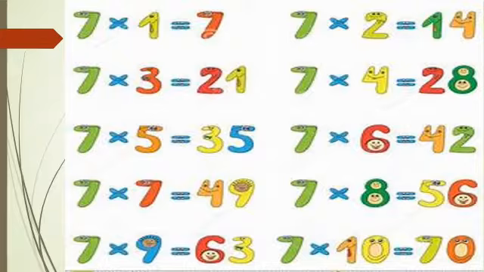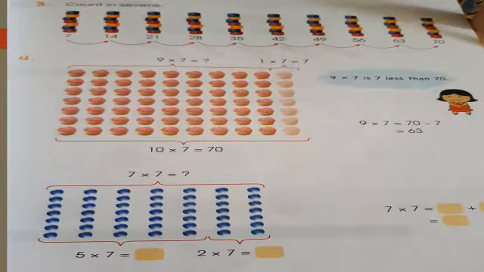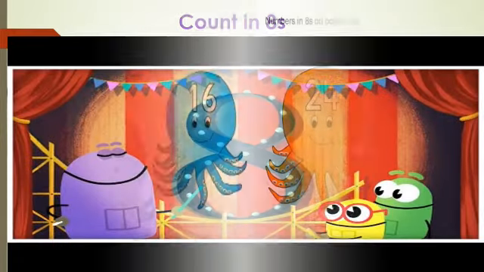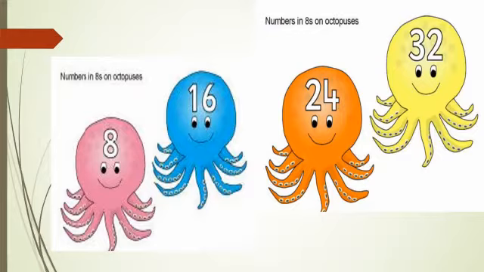Dear students, today our topic is count in sevens. Look at these scary pencil boxes. Each pencil box contains 7 squares. So, if we have one scary pencil box and this box contains 7 squares, we will say 7 ones are 7. If we have 2 boxes and each box contains 7 scary squares, then we will say 7 twos are 14. If we have 3 pencil boxes, 7 threes are 21.